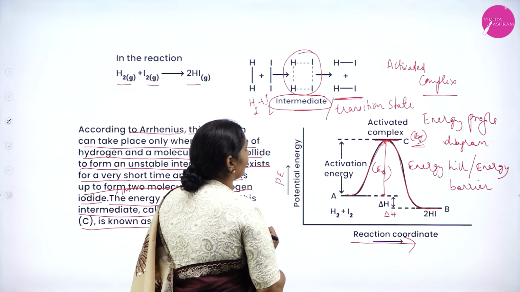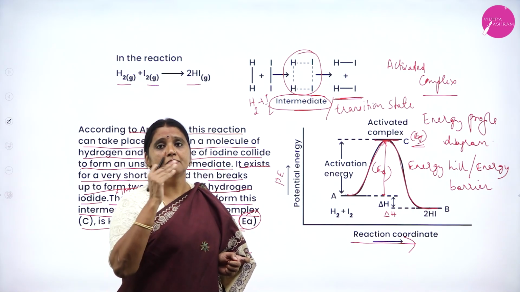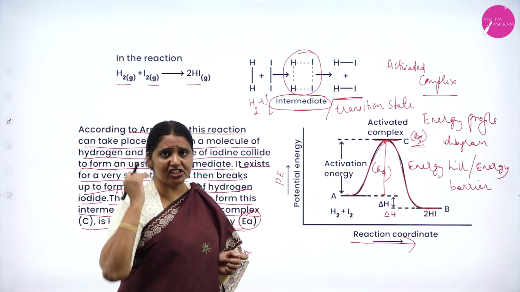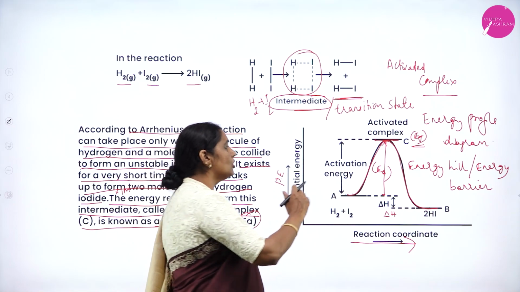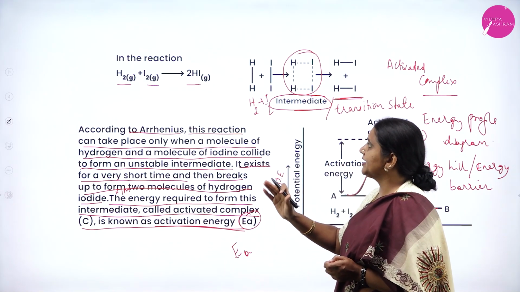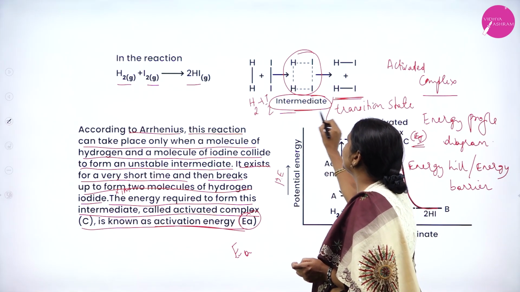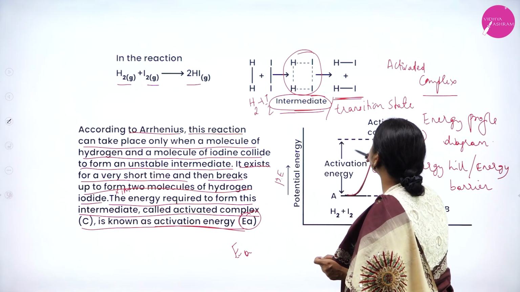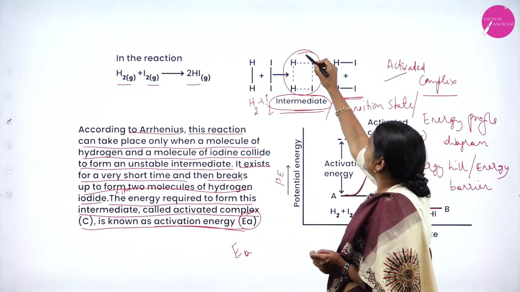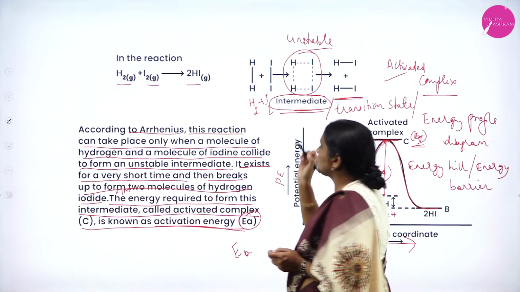So, what's the graph plotted? Graph is plotted potential energy versus reaction coordinate. A graph of potential energy versus reaction coordinate, you will get energy hill or energy barrier. So, according to Arrhenius, when any reactant does not give rise to product directly, in between they will give an intermediate. That intermediate is called as activated complex or transition state. It is unstable. Hence, it decomposes to form product.